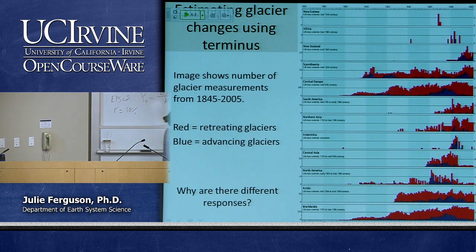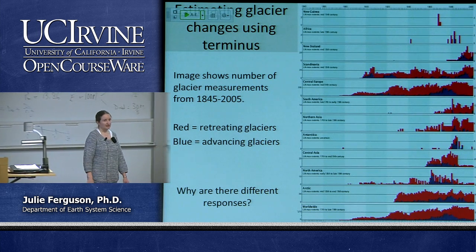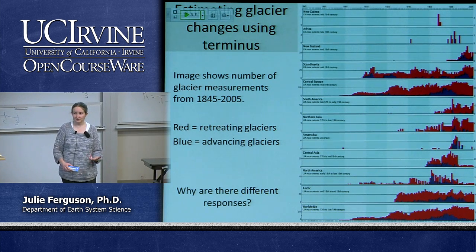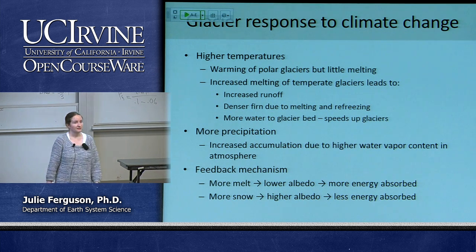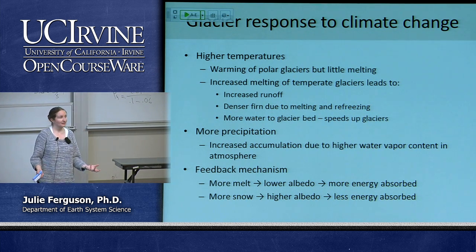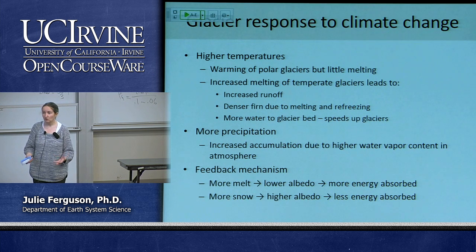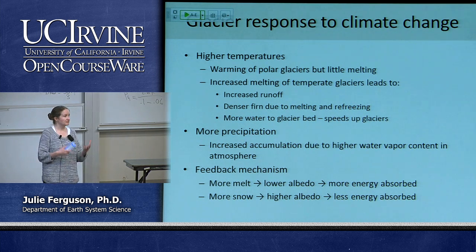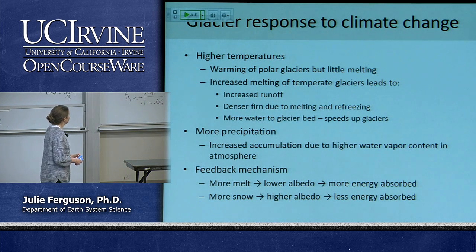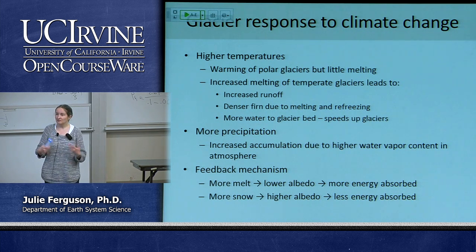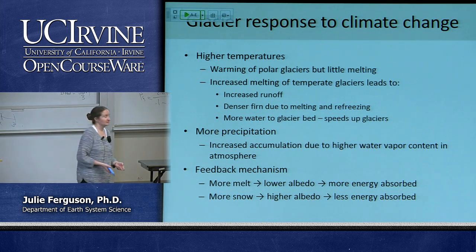So the question is, why are there such different responses? And it comes back to this idea again that these aren't necessarily simple systems. If we increase temperature, that's not going to make a huge difference to some of our really cold polar glaciers. Remember, those ones that are beneath freezing all throughout the year, all the way down to the base. It might make a tiny difference, but not a really substantial difference.